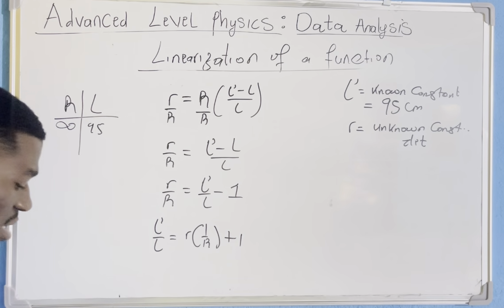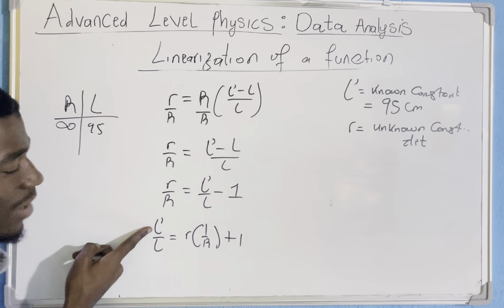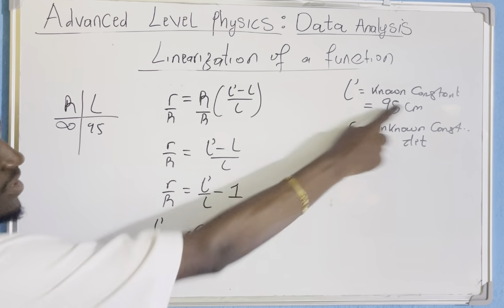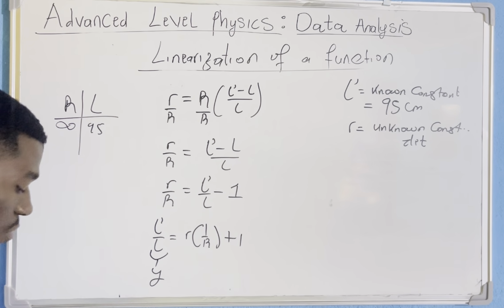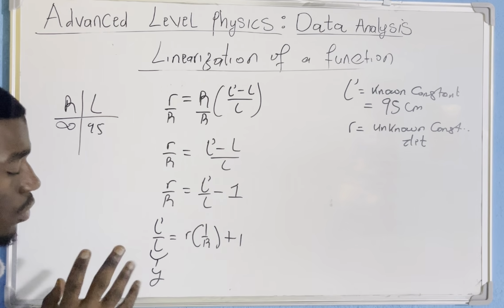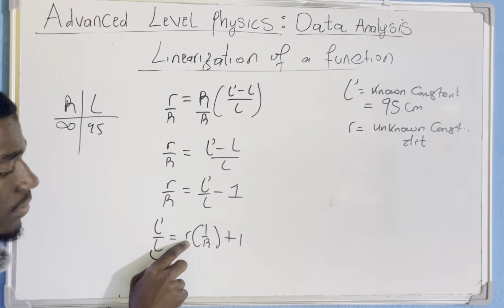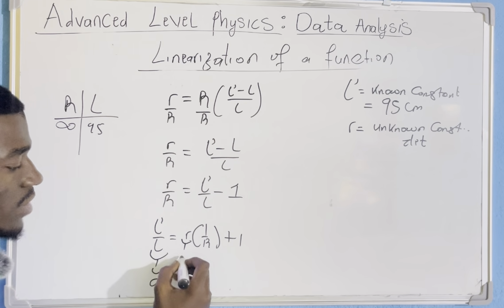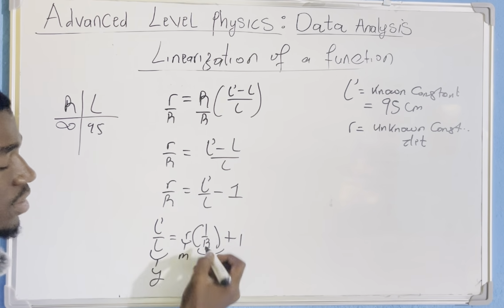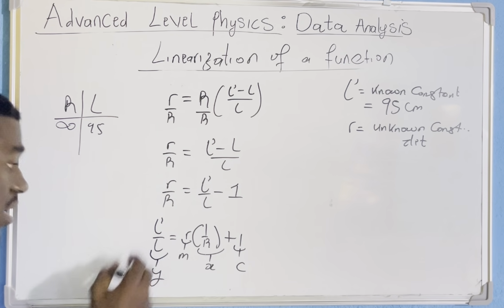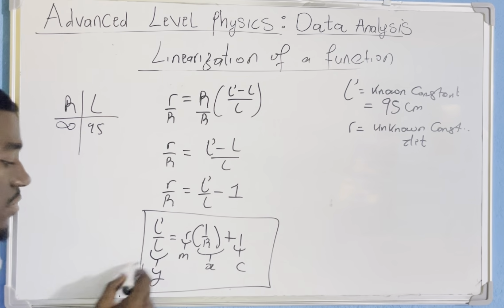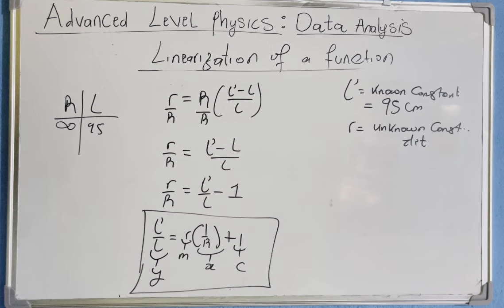I bring this one here. Now I'm sure that it is correct because L prime is a known constant, we are having the value 95, and L is a variable. It means that my y already is correct. y should be made up of a variable and a known constant. r here is the constant to be determined, which means that my gradient here is only made up of the variable, so here should be x, and this one should be c. So if you are having the same thing, that is very good. It means that you are understanding already.